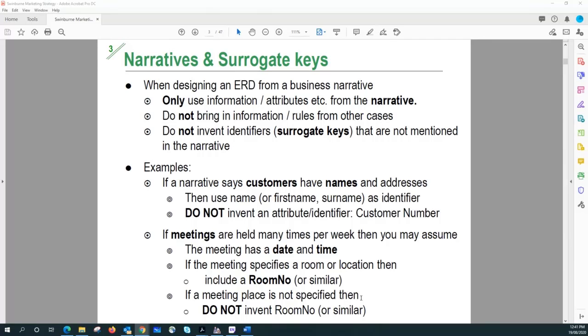These are the small bits and pieces I would like to remind you of before we move in, because this semester we are not going to invent any surrogate keys, right? Surrogate keys are new keys invented by the designer. So we don't do that in this semester. But it is a very good thing to do, because when you go to industry, you need to invent new keys sometimes.